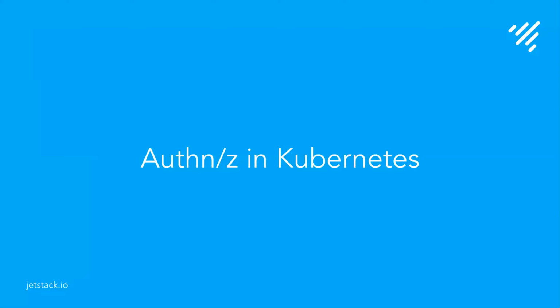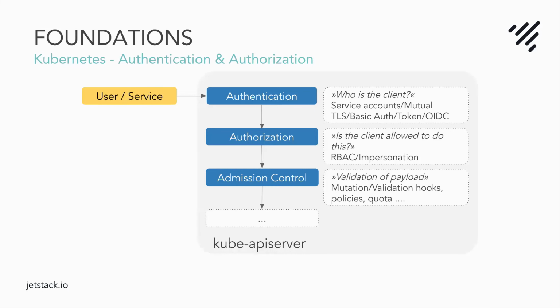So we covered OIDC and the others. If we quickly touch on authentication and authorization in Kubernetes, let's delve into what a request to the API server might look like. In Kubernetes, they split authentication, authorization, etc., into different layers.